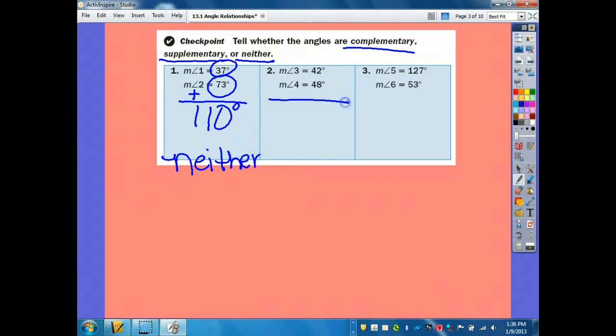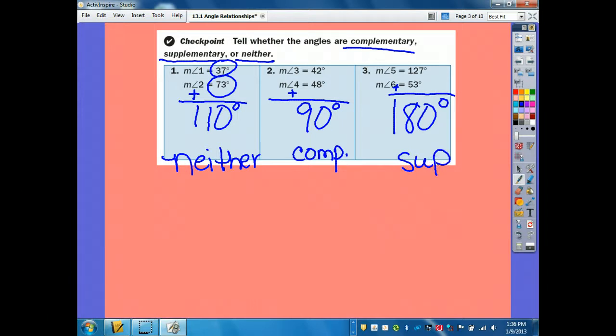What is the sum of angle 3 and 4? 90 degrees, so this one is complementary. Excellent. The sum of 5 and 6 here, we get 180. So these two are supplementary. They would make the flat line.